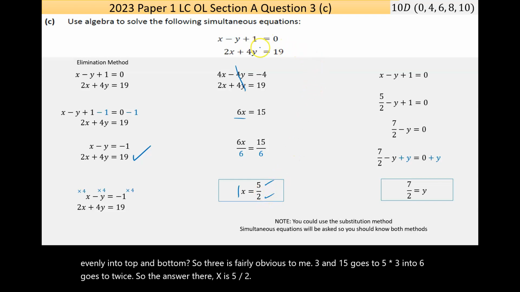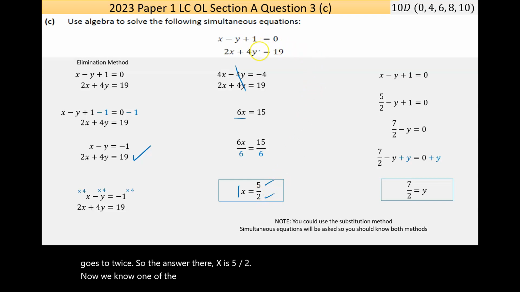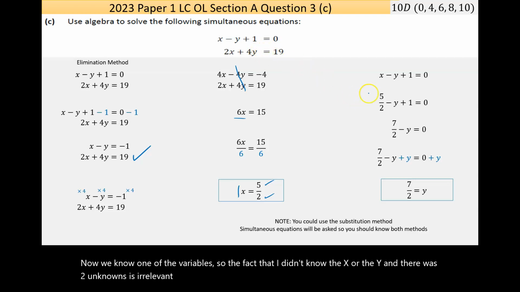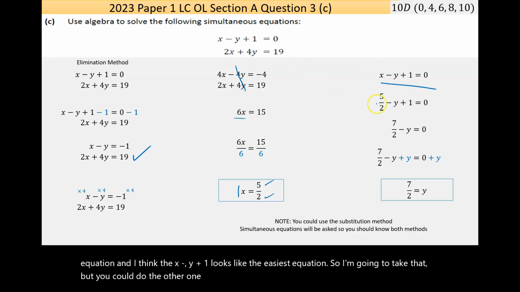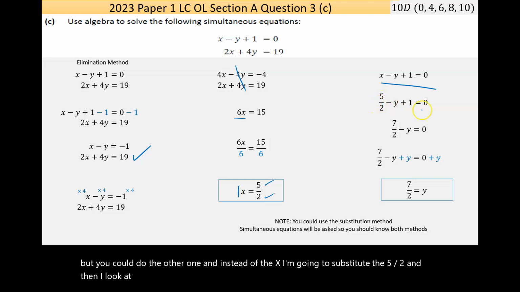Now we know one of the variables. So the fact that I didn't know the x or the y and there were 2 unknowns is irrelevant now because I do know what the x value is. So if I take either equation, and I think the x minus y plus 1 looks like the easiest equation, so I'm going to take that, but you could do the other one. And instead of the x, I'm going to substitute the 5 over 2. Then I look at that and go left, right. Can I combine anything? Well, 5 over 2 plus 1 is the same thing as 7 over 2, and the calculator will help you with that.